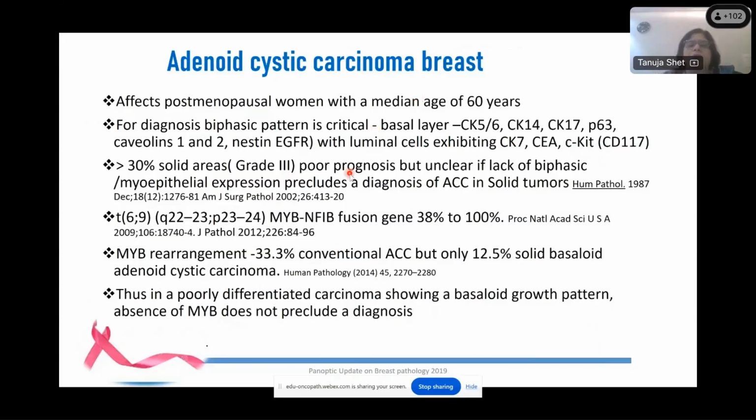Now, there is no literature about, if I don't have biphasic, should I still call it adenoid cystic? Absolutely chaos. Thankfully, at Tata, we are 4 or 5 pathologists doing breast cancer. So between the 4 of us, we take a consensus and we give the diagnosis. Now, MYB-NFIB fusion occurs in the salivary glands, but in the breast, it's very uncommon. Again, I told you, remember the pure and not pure. So the pure ones always carry the MYB rearrangement, but the impure ones like solid papillary do not carry it. Solid adenoid cystic do not carry it.